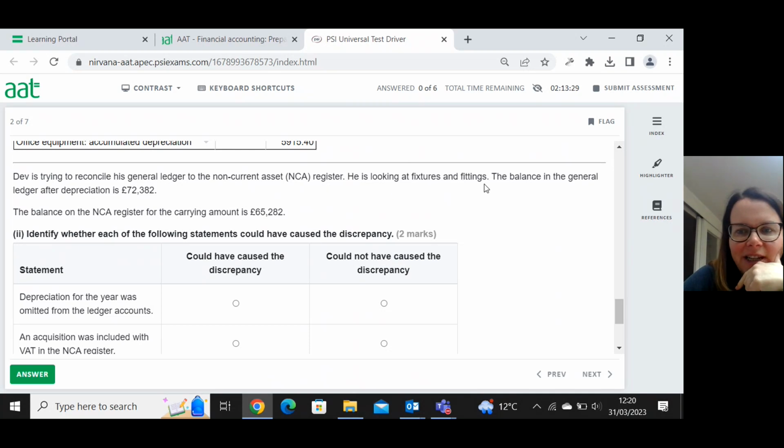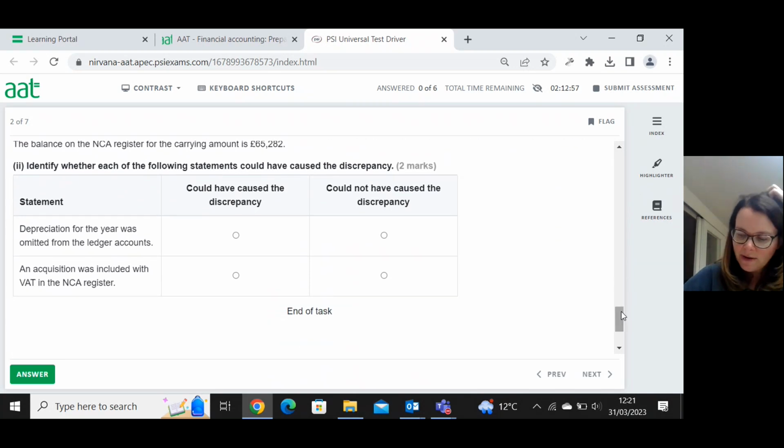He's looking at fixtures and fittings. The balance in the general ledger after depreciation is 72,382. Right, so that's what his accounts are saying he's got in terms of his assets. On the non-current asset register, the carrying amount is much less. Right, so there's a problem. Why do the accounts not have the same figure as the non-current asset register?